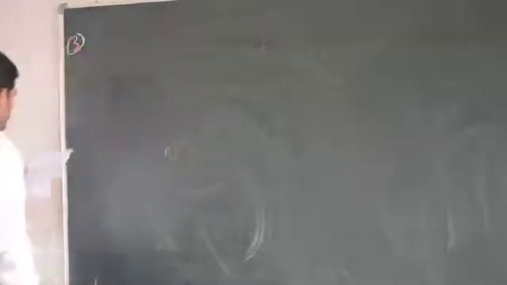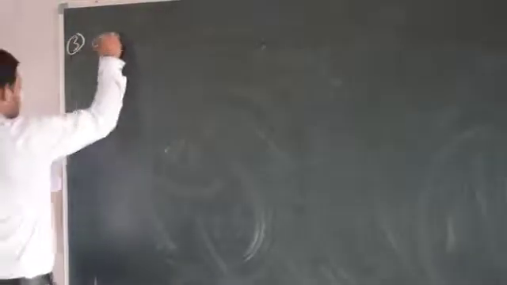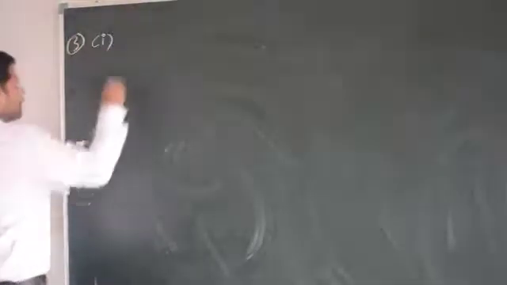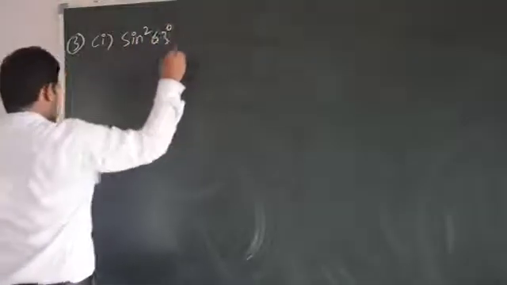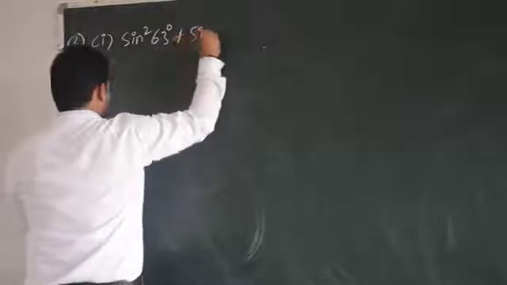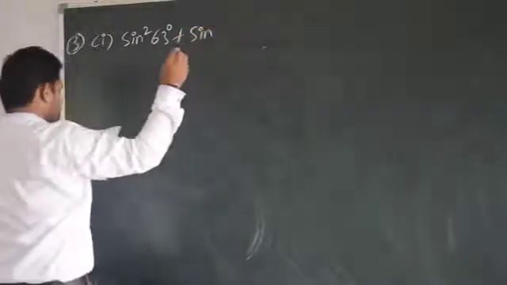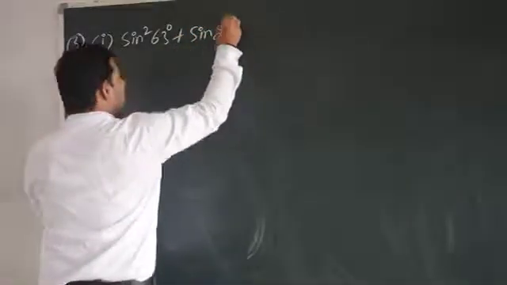Let us get into the third question. Okay, look at the third question, how simple it is. The first question of the third one: sine square 63 degree plus sine square 27 degree.